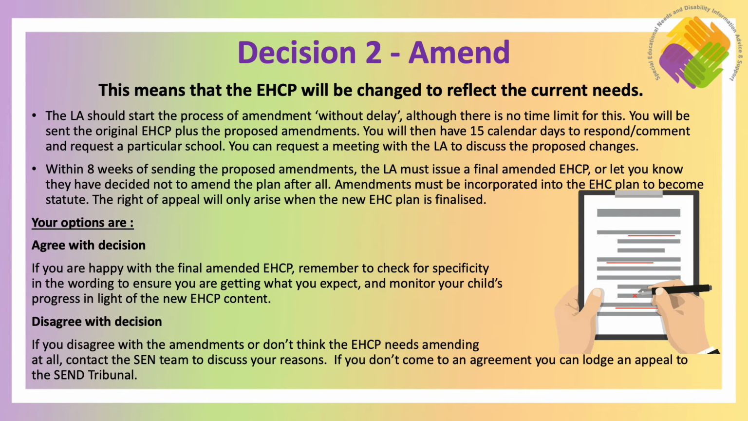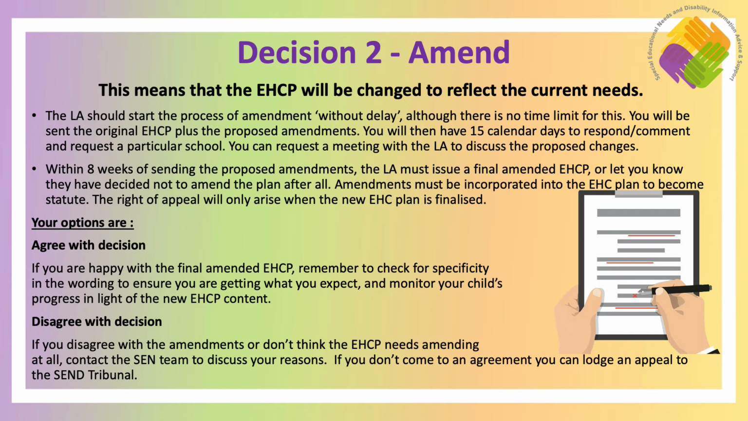The second option is to amend, which means that the EHCP will be changed to reflect the current needs. The local authority should start the process of amendment without delay, although there is no time limit for this. You will be sent the original EHCP plus the proposed amendments. You will then have 15 calendar days to respond or comment and request a particular school.